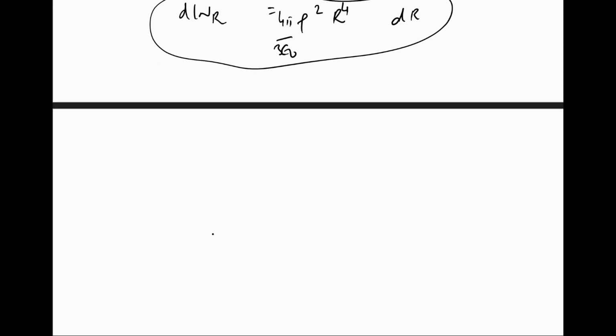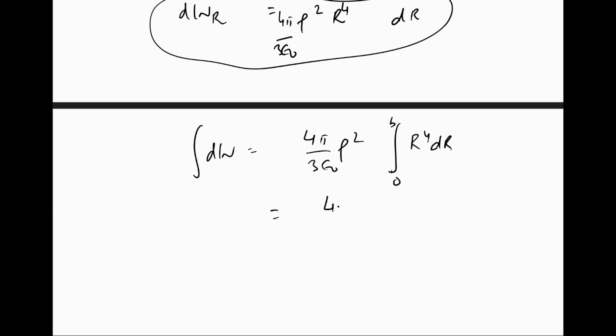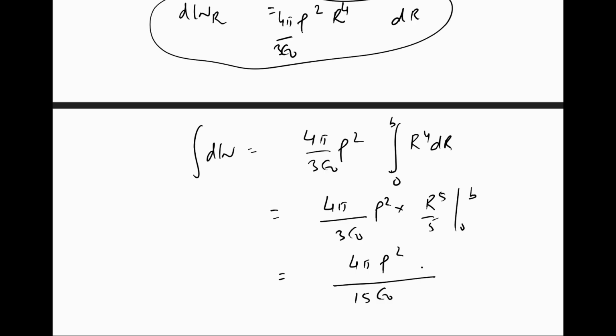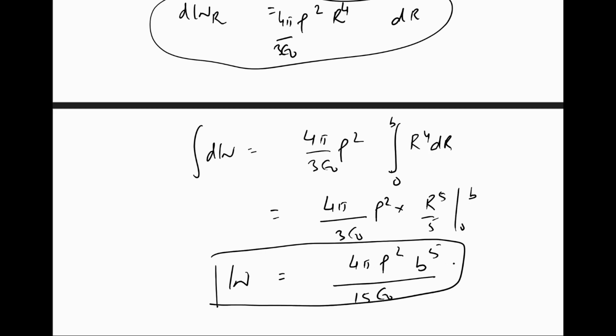So the total work done to put this whole sphere together will be the integral of dw_r when the radius changes from 0 to b. It will be 4 pi by 3 epsilon naught rho square r to the power 5 over 5, from 0 to b, which gives 4 pi rho square over 15 epsilon naught into b raised to power 5. So this will be the total energy of this sphere with uniform charge density rho.